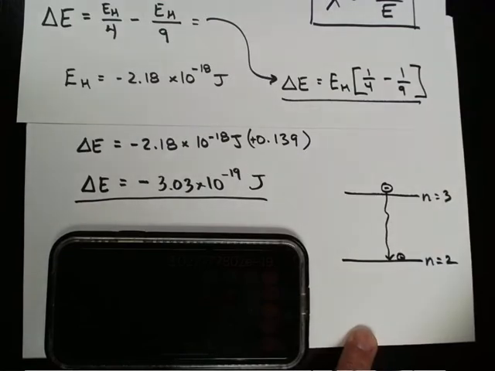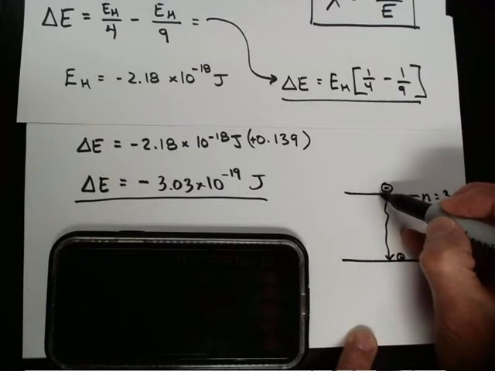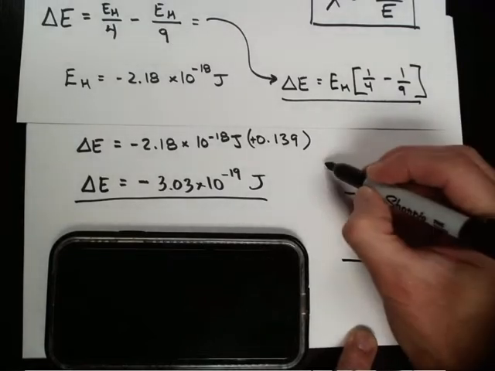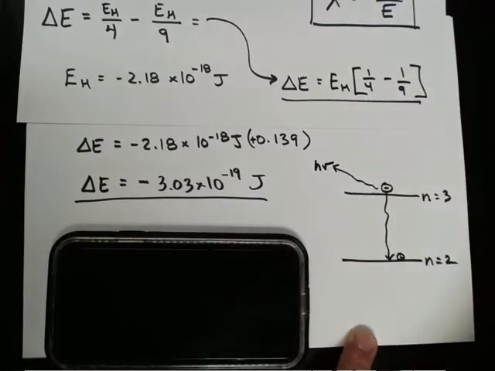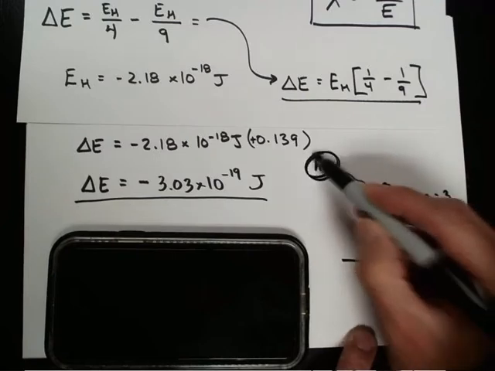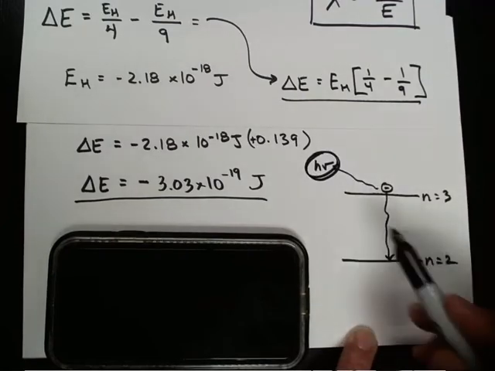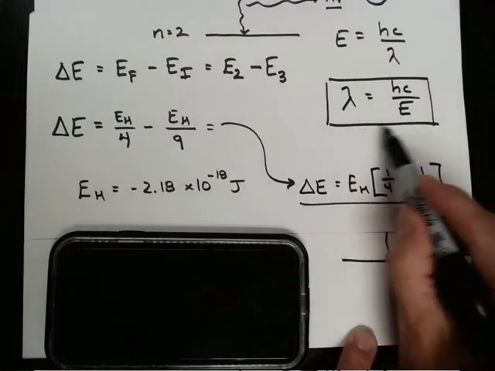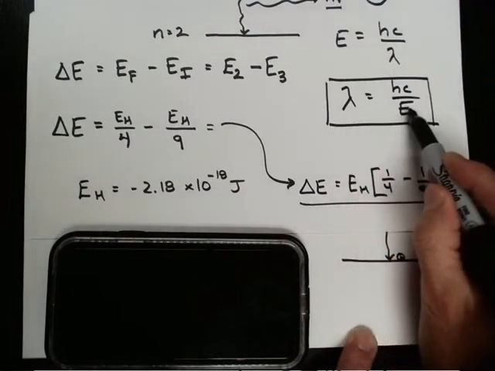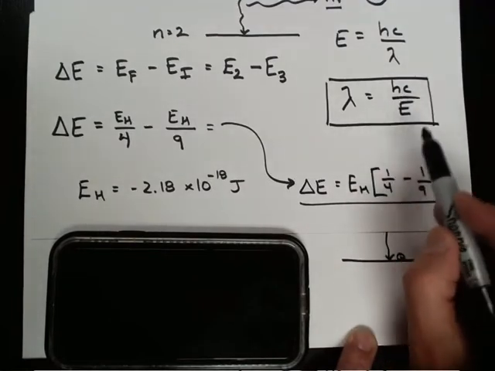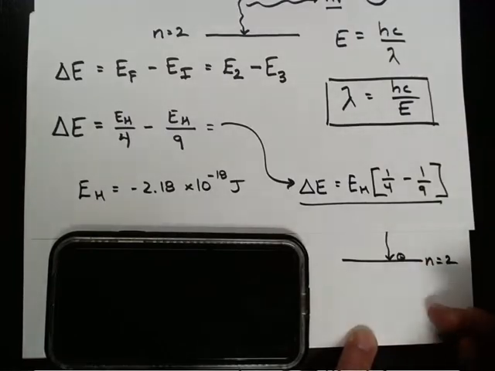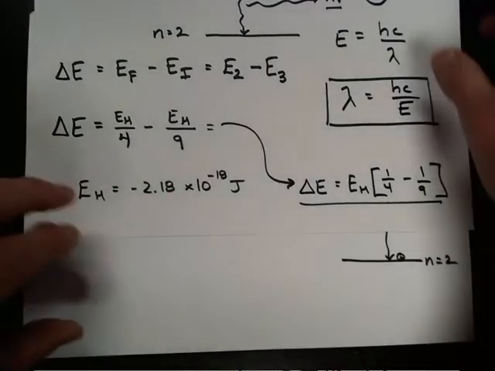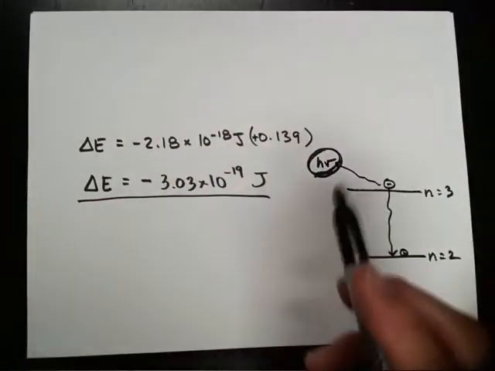loses energy when it undergoes this transition. Well, that energy's got to go somewhere, and where it goes is into a photon that's released. And we can calculate now the wavelength of that particular photon using this equation here. We just calculated the change in energy. We know these two constants. Just like before, we can calculate the wavelength. Let's do that. We'll set it up here.